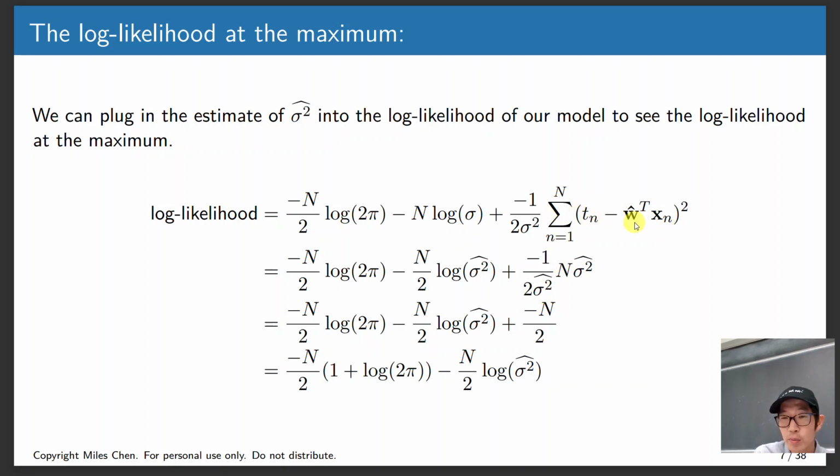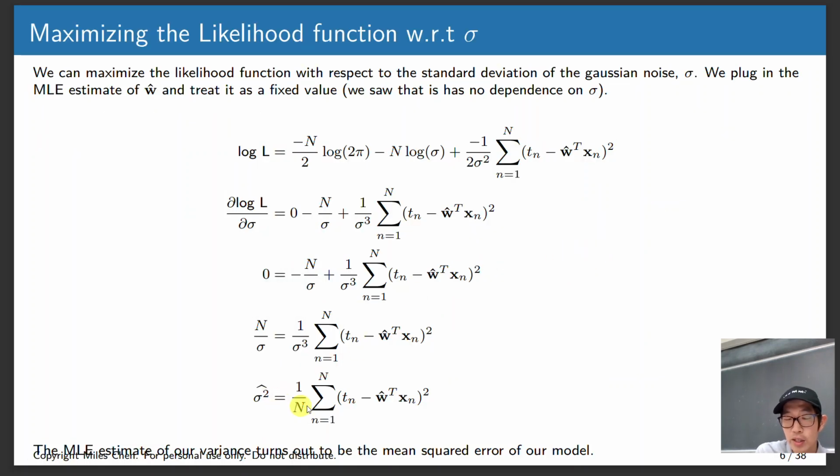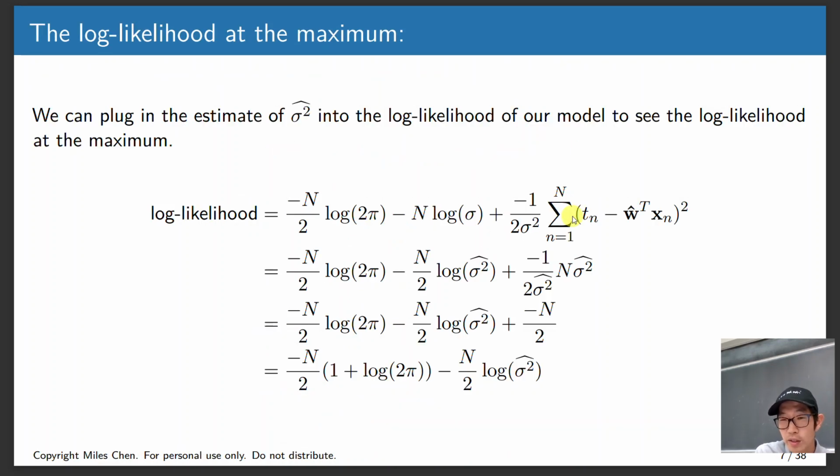All right, so if we know that sigma squared hat is the mean squared error, then this quantity over here, the sum of squares, becomes n times sigma hat squared. So the sum of squares is n times our MSE, right? Sigma squared hat is our MSE, so this becomes that.